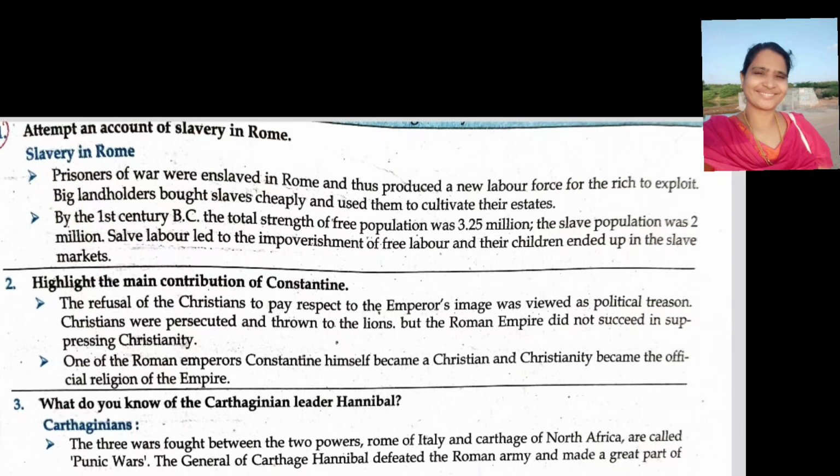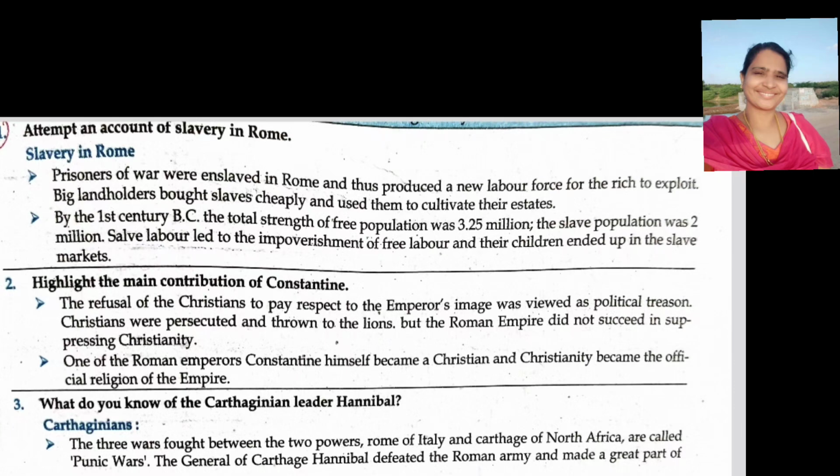Slavery in Rome. Prisoners of war were enslaved in Rome and thus produced a new labor force for the rich to exploit. Okay, the rich were exploiting poor people. Second one, big landholders bought slaves cheaply and used them to cultivate their estates. So big landlords captured these poor people and made them work in their estates.